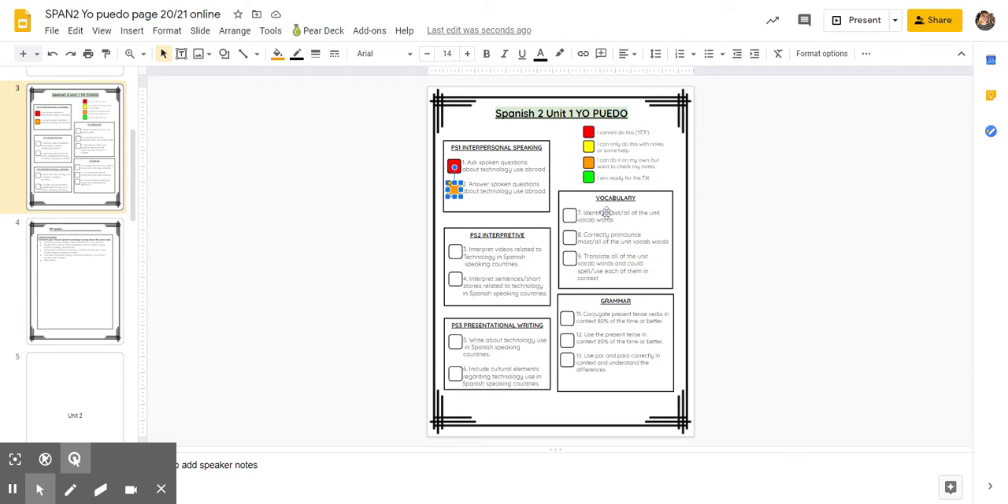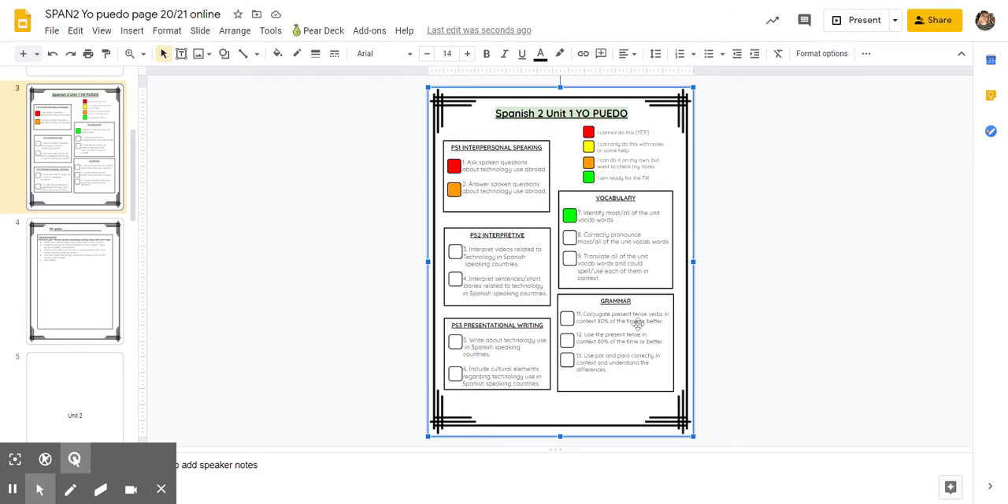There's also vocab checks. So once you can identify all or most all of the vocab words for each unit, you can give this a green box. So that would be if you mastered all the vocab on Quizlet Learn and you can identify them very easily, then give yourself a green check.